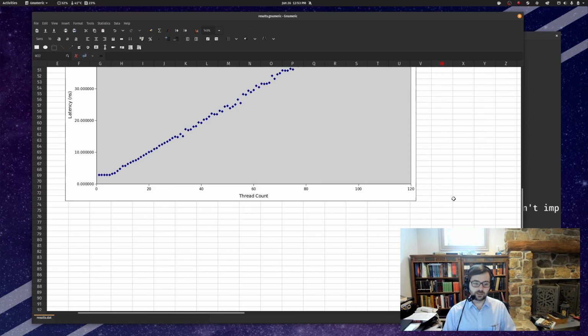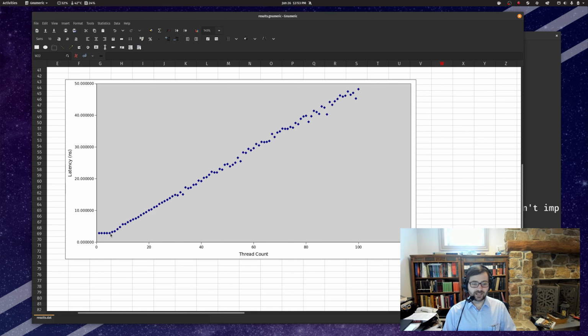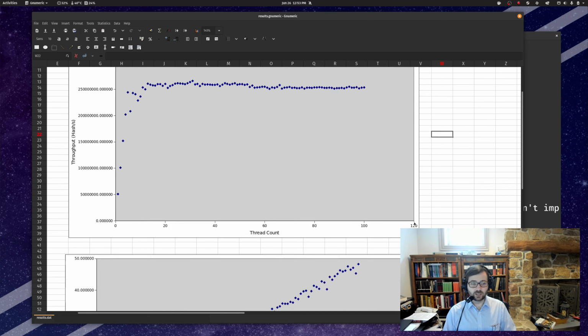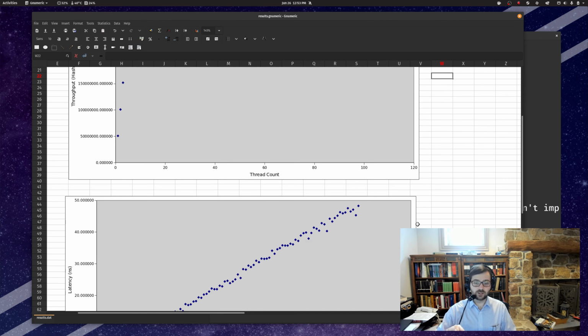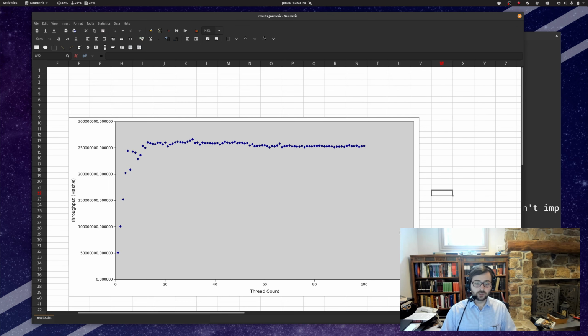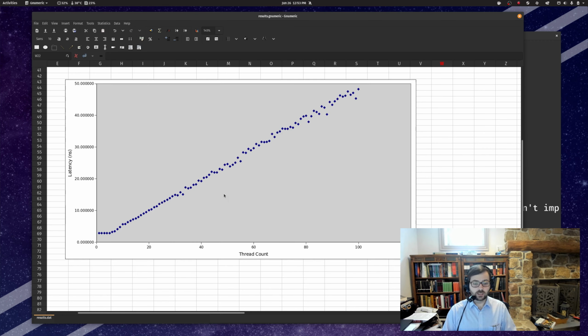Meanwhile, if we look at the latency graph, it's flat, and then we get linear scaling. And remember, these two quantities, throughput and latency, are kind of inverse of one another. So we want high throughput. Throughput high is good, and we want latency to be low.